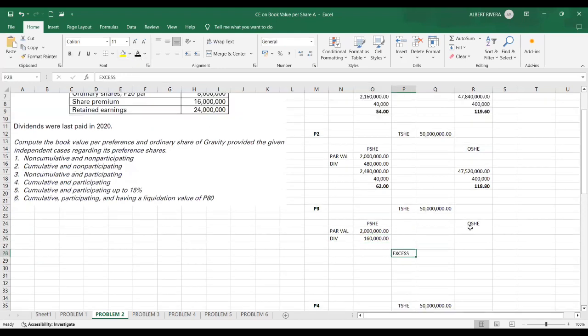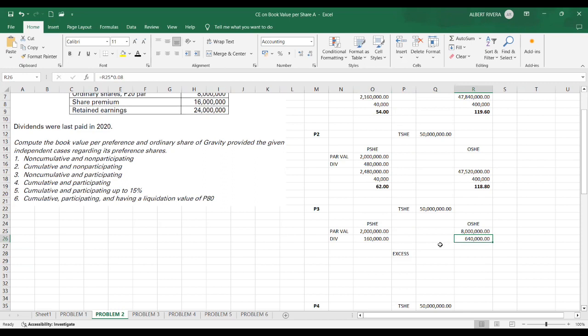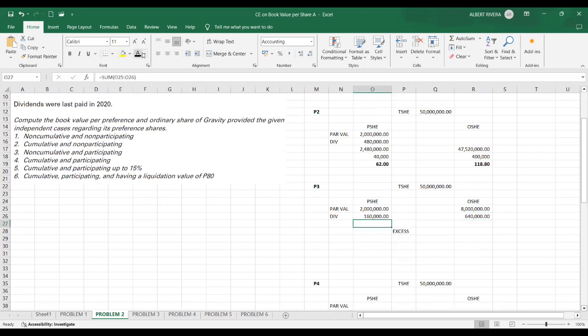Okay? So provide first the par value of the ordinary and the corresponding dividends that would be always equal to 1 year using the dividend rate on the preference shares. So this is 8% of 8 million. So this is 640,000. Okay, so this would be the total to 160 and 8,640,000. So the excess would be 50 million minus 2.16 minus 8.64. The excess is 39,200,000 pesos. And they should be allocated based on the aggregate par value.